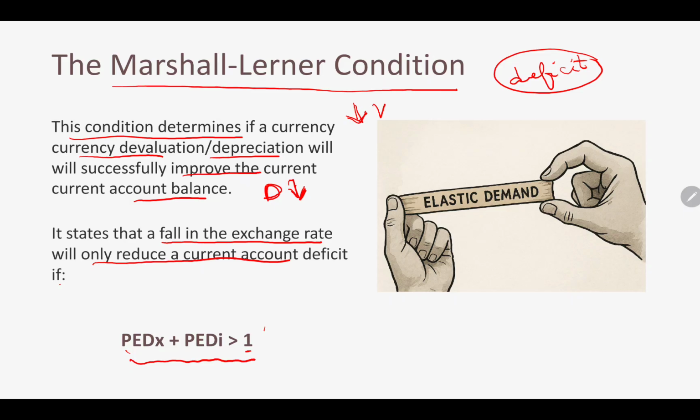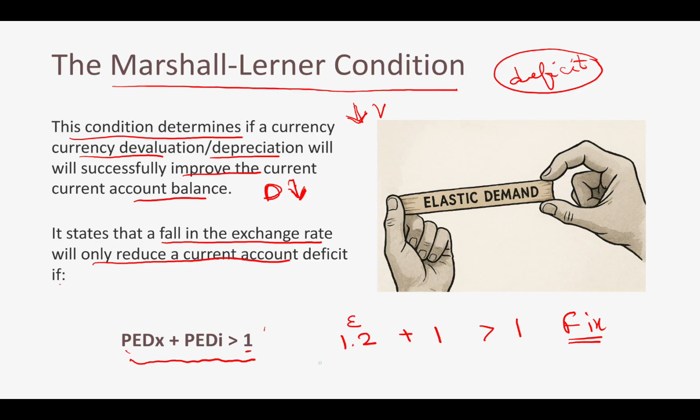Let's have one example. If exports are elastic, for example 1.2, and the elasticity of imports is also elastic, for example 1, the sum is 2.2, which is greater than 1. So we can say it will fix the current account deficit. The Marshall-Lerner condition is met here.